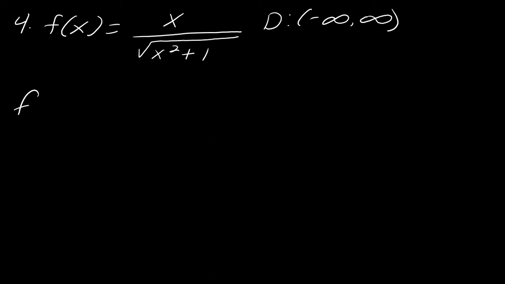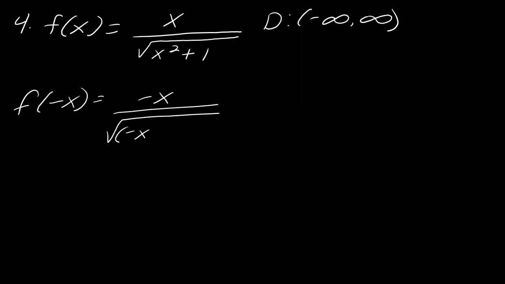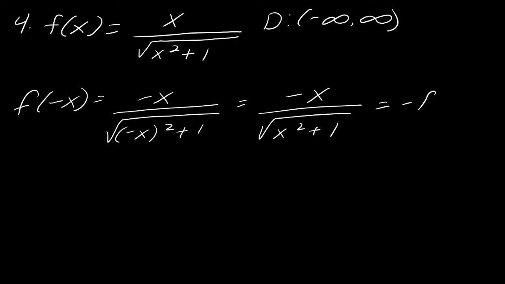And then the other thing I always like to take a moment to examine is the symmetry. If I plug in negative x, I get negative x over the square root of x squared plus 1. So this would be a negative f of x. This is the negative of my function, which indicates that this function is odd. Okay, so that's just something for us to note. That tells us a little bit about what the graph should look like. Okay, so let me clear this out.